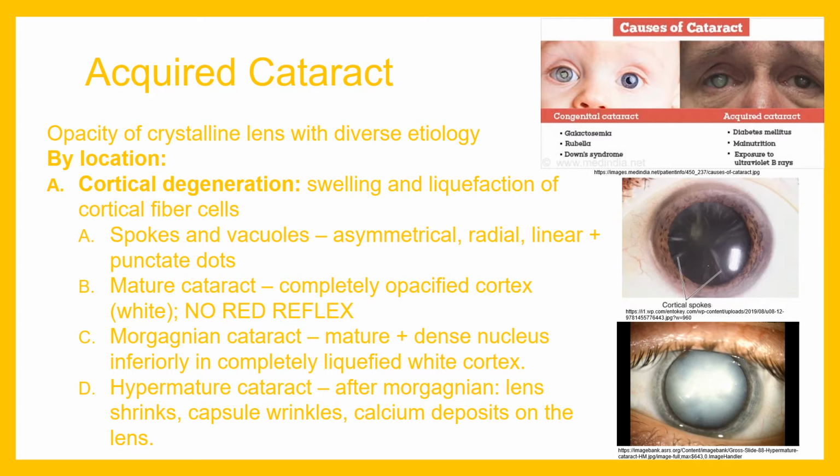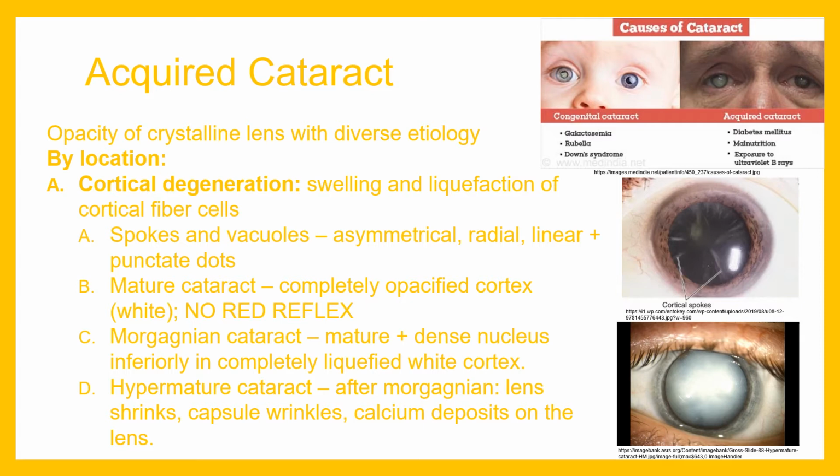Mature cataracts will be completely opacified and will give no red reflex when you shine the ophthalmoscope light into the eye. Morgagnian cataract is mature and dense nucleus inferiorly in a completely liquefied white cortex. The nucleus is displaced inferiorly because the cortex beneath it can no longer support it because it has turned liquidy from solid.